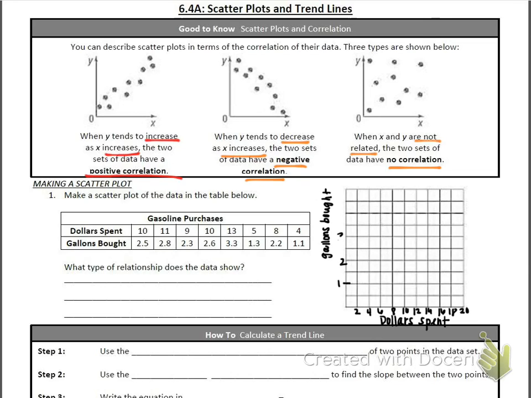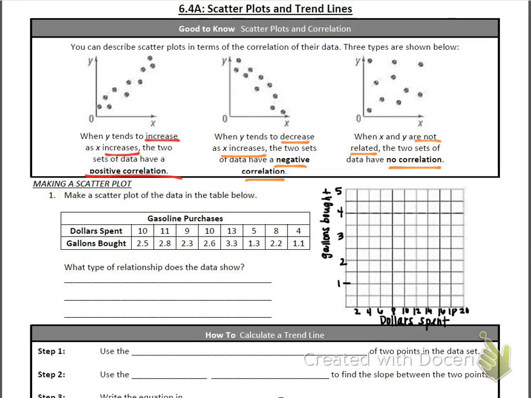Because when I look at the data, I notice that it goes from like 1.1 to 2.8 is the biggest one. So I know I'm going to have to use fractions or decimals. So I really don't need my y-axis to go that high. So I just did, each one was half.